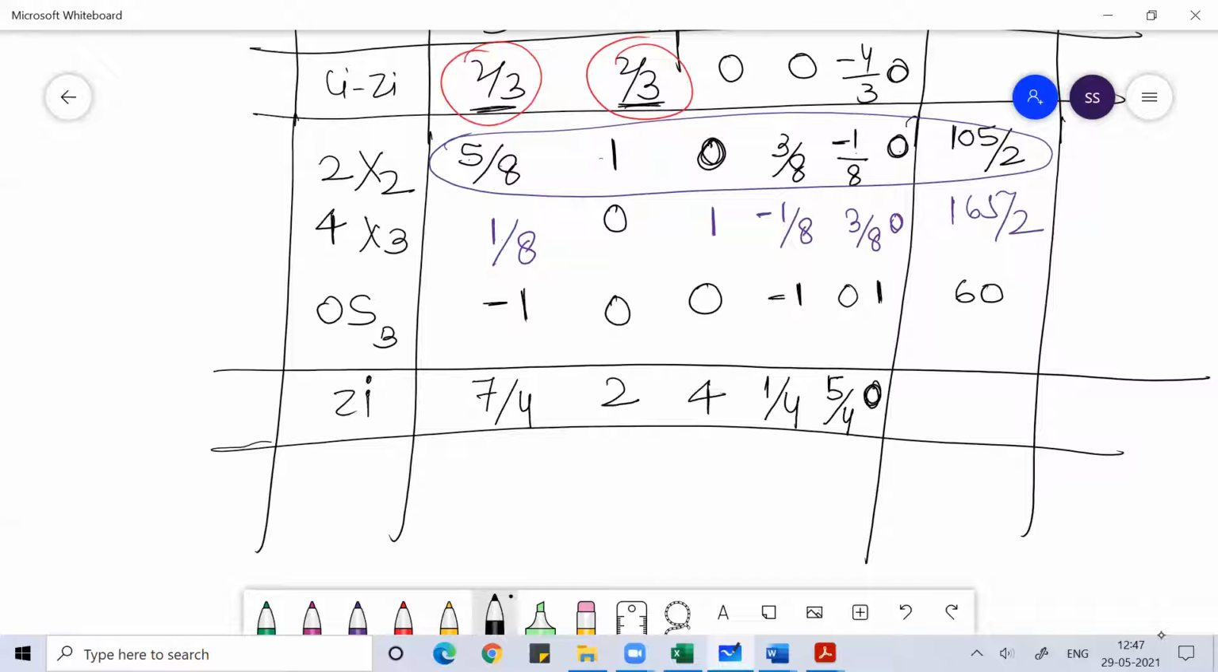This value, do you really want? 105 2s are 210. And 165 4s, what is that? 165 2s would be 330. 330, 330, 660. 165 4s would be 660.